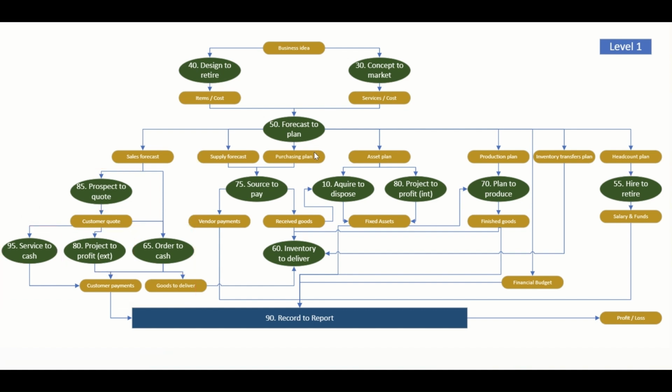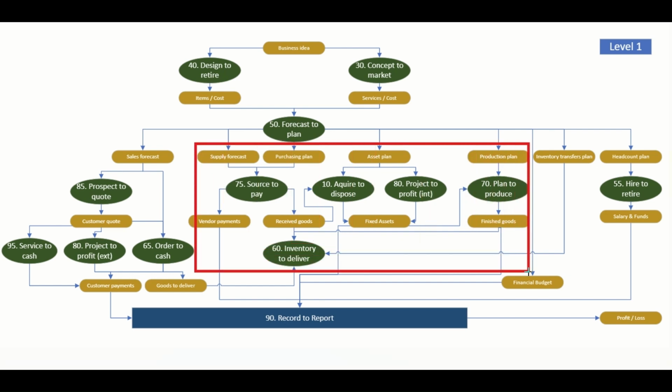The next group of scenarios is responsible for replenishing inventory. The source-to-pay scenario, ID 75, receives information about goods and services that need to be purchased. It organizes and controls the procurement process. The result of this process is an acquired service, received goods in the warehouse, and payments sent to the supplier.